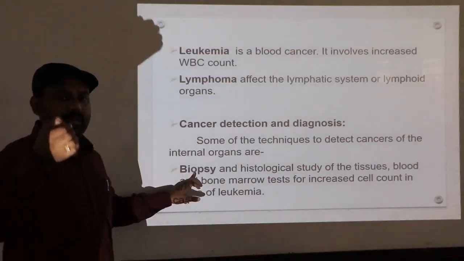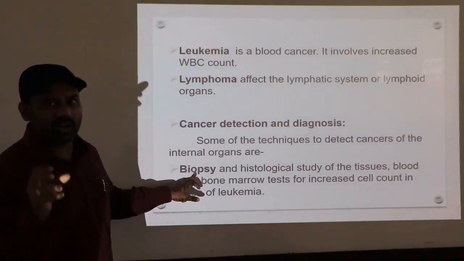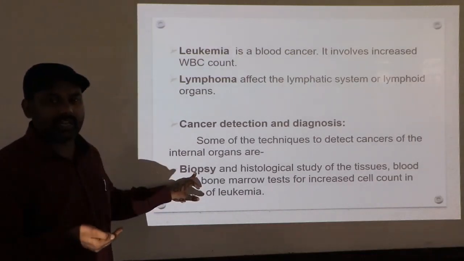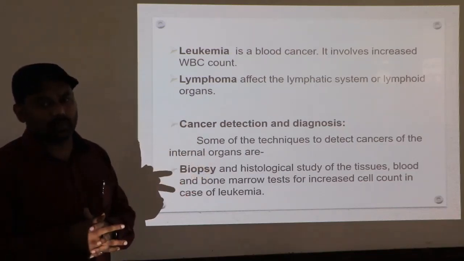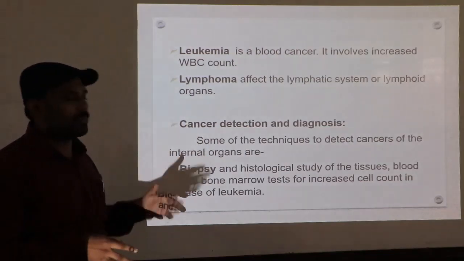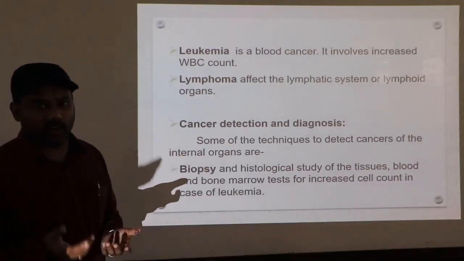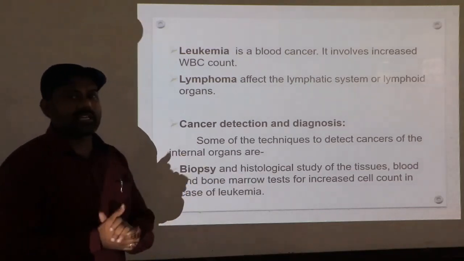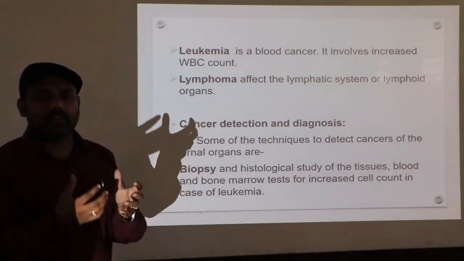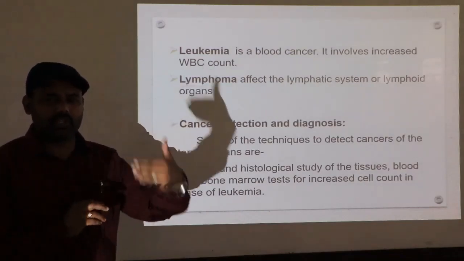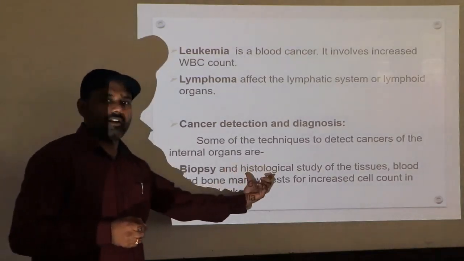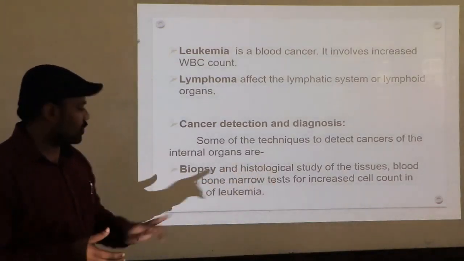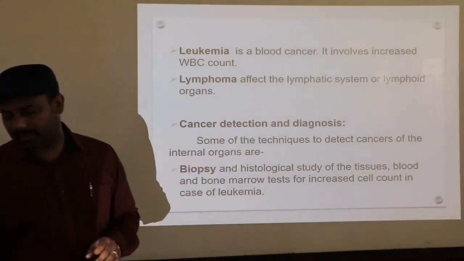The suspected sample is taken from the particular organ or tissue, a thin section is taken, stained, and observed in the microscope. Definitely we can conclude whether the person is suffering from cancer or not. The second one is histological study, meaning taking a particular tissue which is cancerous to diagnose the cancer. So biopsy and histological.